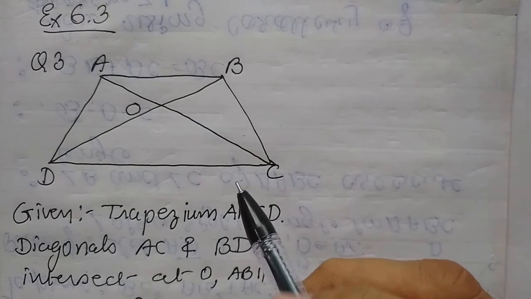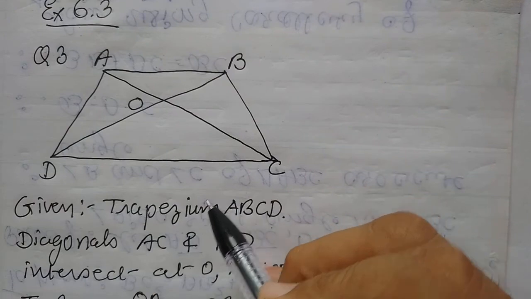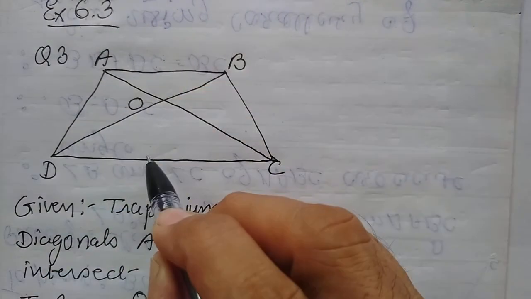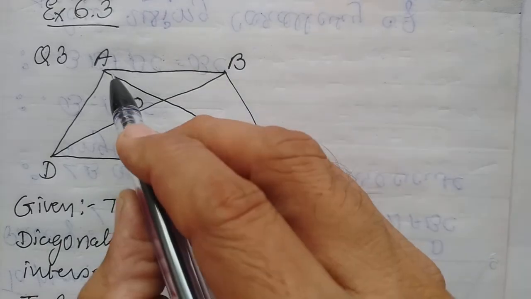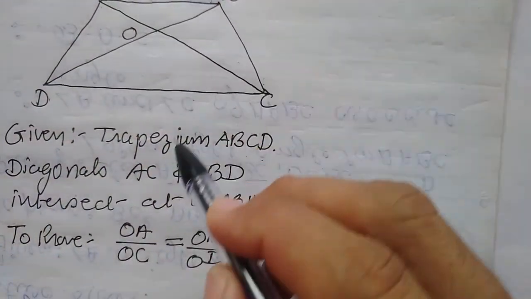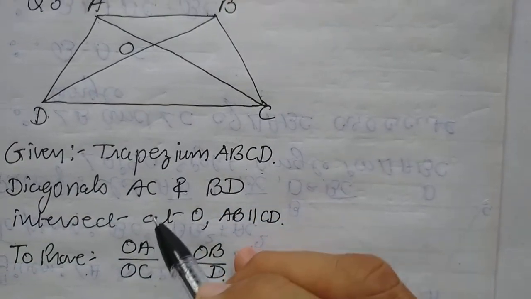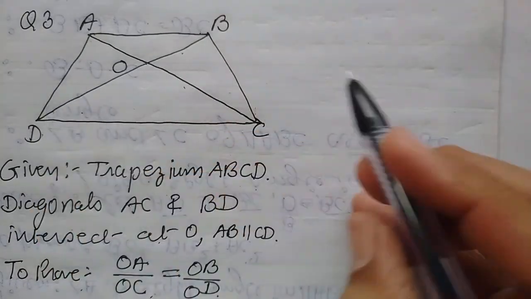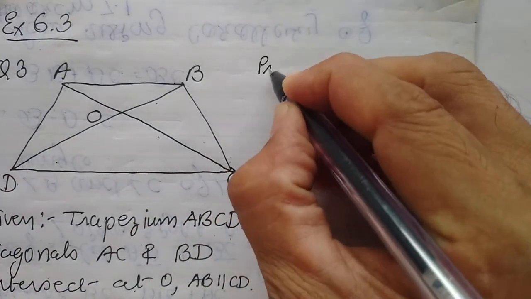Now children, this is a figure, trapezium. Trapezium ABCD is given. In that, AB line and CD line are parallel. Diagonals AC and BD intersect at point O. That is written here. To prove that OA upon OC is equal to OB upon OD. Proof, children.